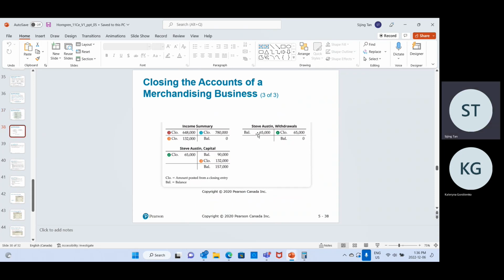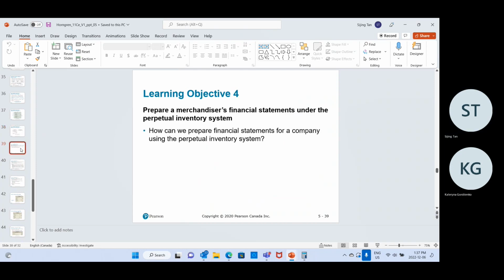This is a T account. When you close the temporary accounts, we can see that the withdrawal balance becomes 0. The income summary becomes 0. Then the capital changes because we close income summary and withdrawals into capital.